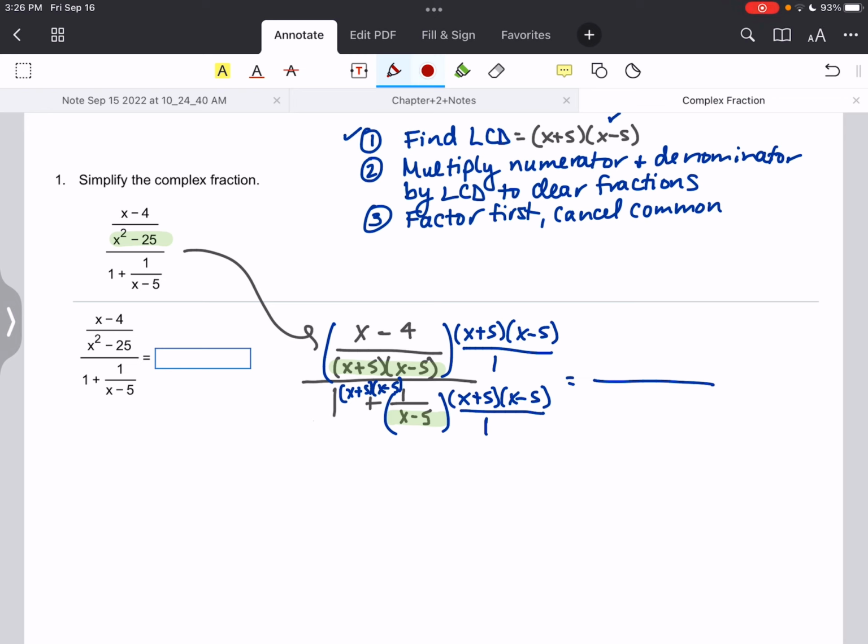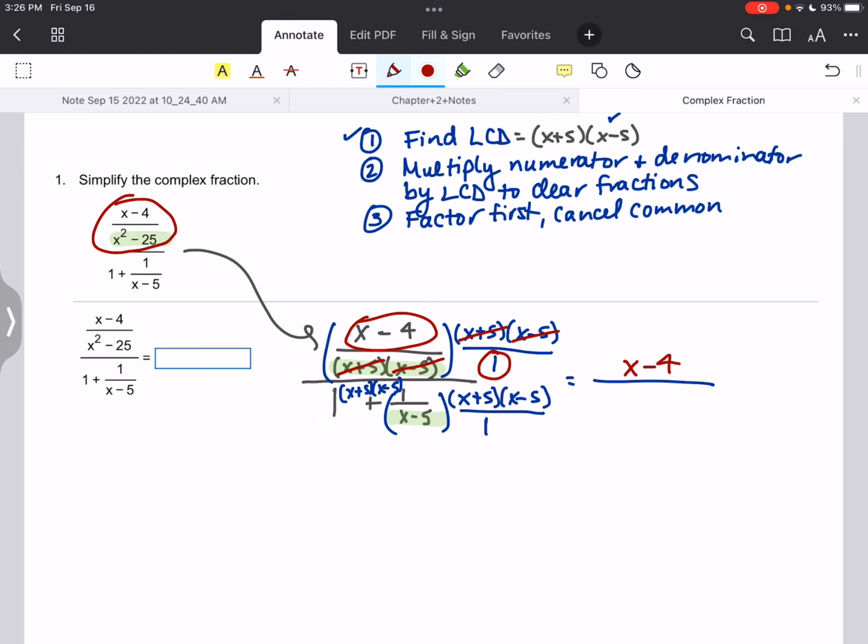So up top, I have x plus 5 in my denominator, matching x plus 5 up there, my numerator. X minus 5 down here, x minus 5 up there. So the entire denominator is canceled out with the entire LCD. That just leaves behind my x minus 4 divided by 1, which is just x minus 4. So there's no more fraction up there. It used to be an x minus 4 over x squared minus 25. Now it's just x minus 4.